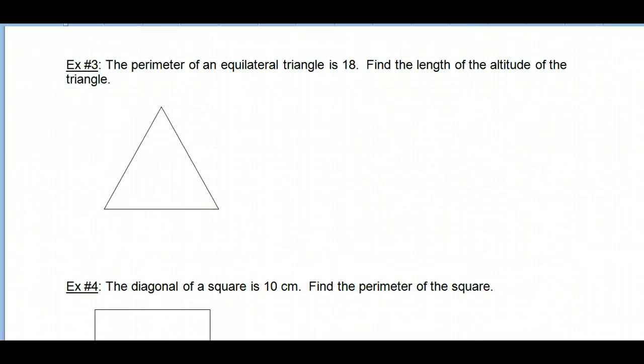Okay. Makes sense. So now let's look at how this affects things if we start with an equilateral triangle's perimeter. Can we find a length of the equilateral triangle? The hypotenuse is 2 times the shorter leg.